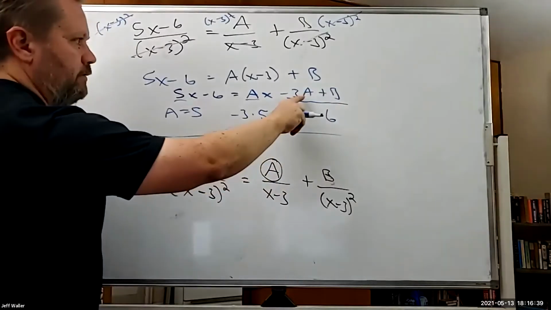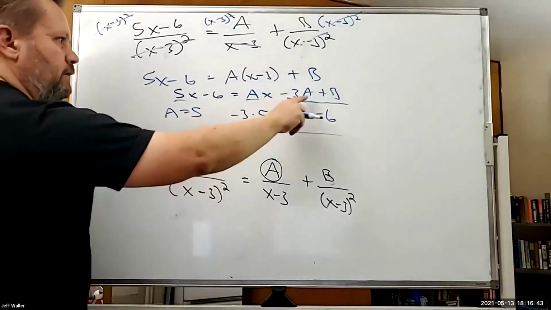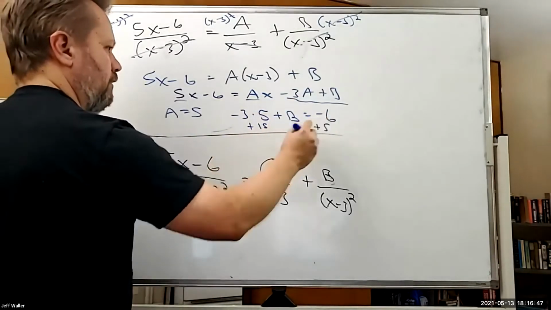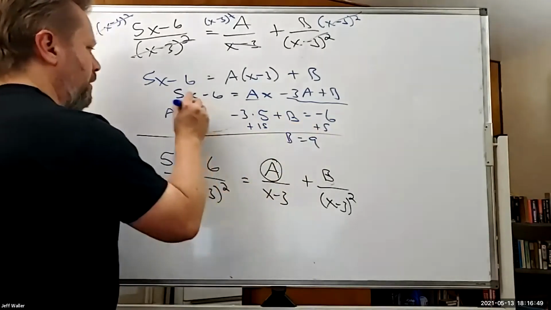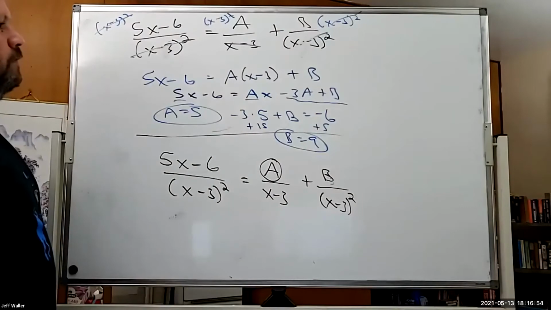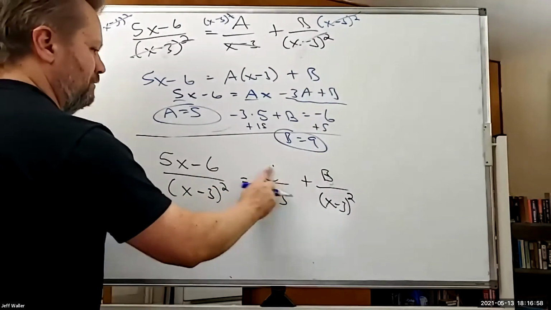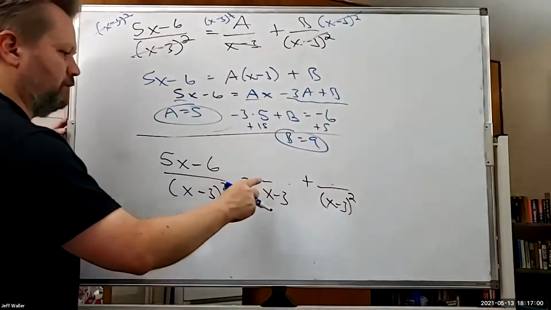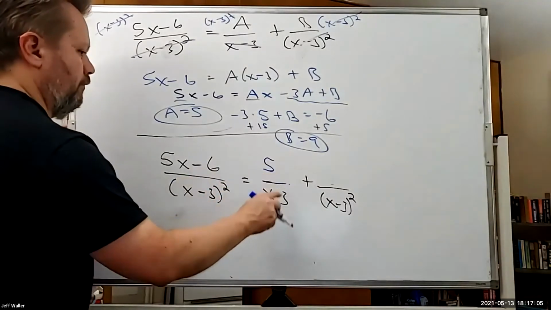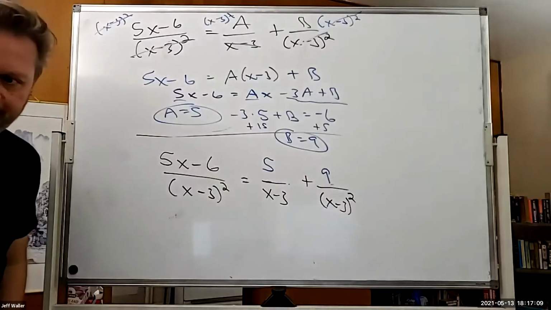Now, why did I write it? So this has to be -6, but I already know that A is 5. So add 15, B is 9. Ooh, I made a nice one. I didn't even do it on purpose. So what did we just figure out? Oh, this is beautiful. I love it. I'm sorry. I wish I could say I did this on purpose. We just figured out that (5x minus 6) over (x minus 3) squared equals 5 over x minus 3 plus 9 over (x minus 3) squared.